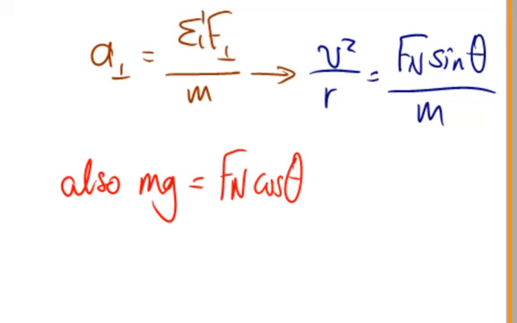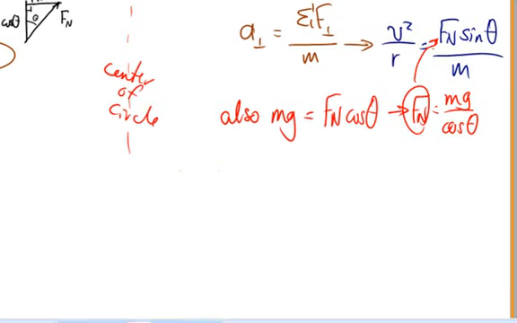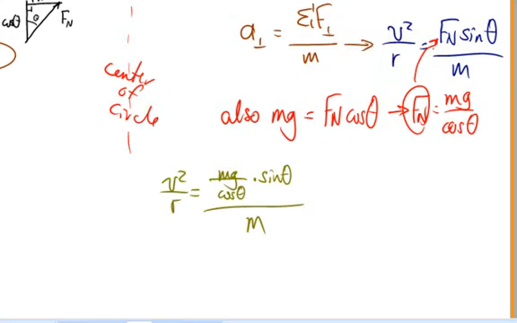And from that vertical equation, I can write what the normal force is. The normal force is going to be the weight divided by the cosine of the angle. And I'm going to feed that expression into my other equation. The m's are going to cancel. The sine over cosine is going to become tangent, and I could rewrite this equation.